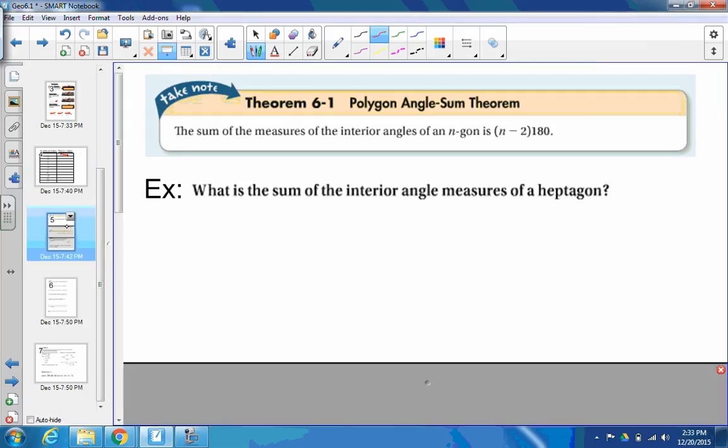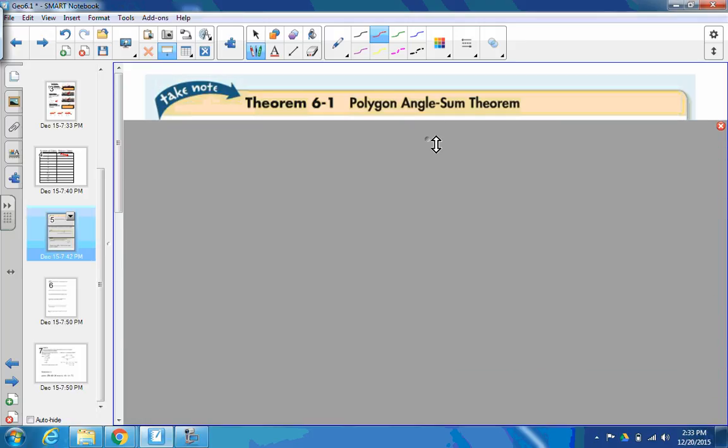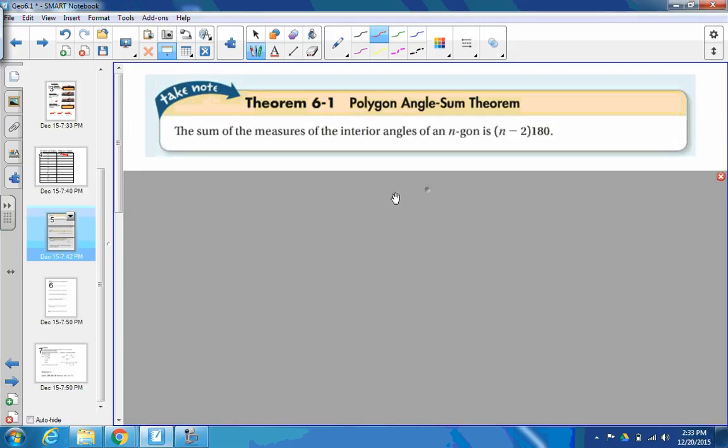All right, so we're going to start with a couple theorems. The first theorem is Theorem 6.1, the first one for the chapter. It's called the Polygon-Angle Sum Theorem, and it's pretty straightforward. If you're looking at the sum of the measures of the interior angles of an n-gon, an n-gon is just a polygon with n number of sides and angles, the sum of the measures of the interior angles would be n, however many sides there are, minus 2, times 180.